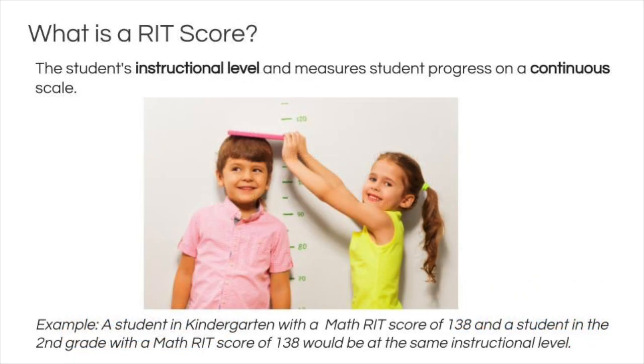Each student will receive a RIT score for each subject area they are tested in. The RIT score is the student's current instructional level and measures progress on a continuous scale. For example, a student in kindergarten with a math RIT score of 138 and a student in the 2nd grade with a math RIT score of 138 would both be at the same instructional level.